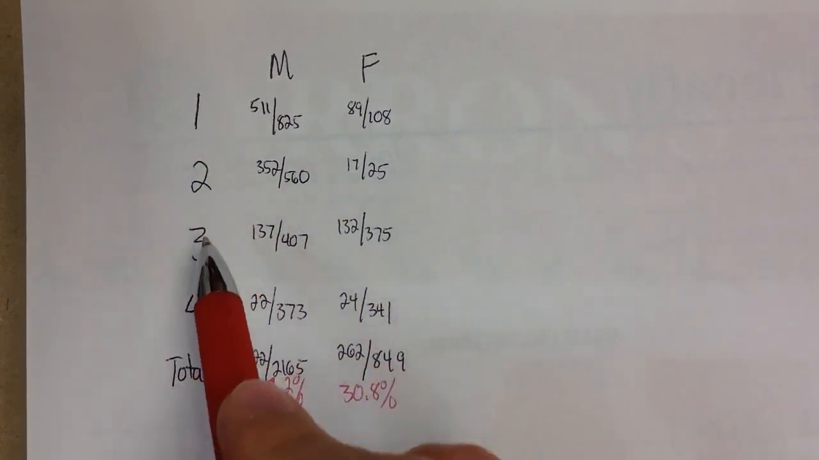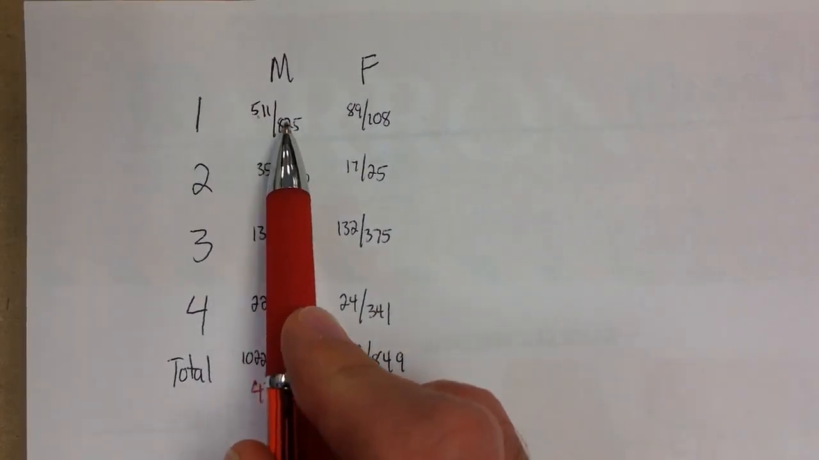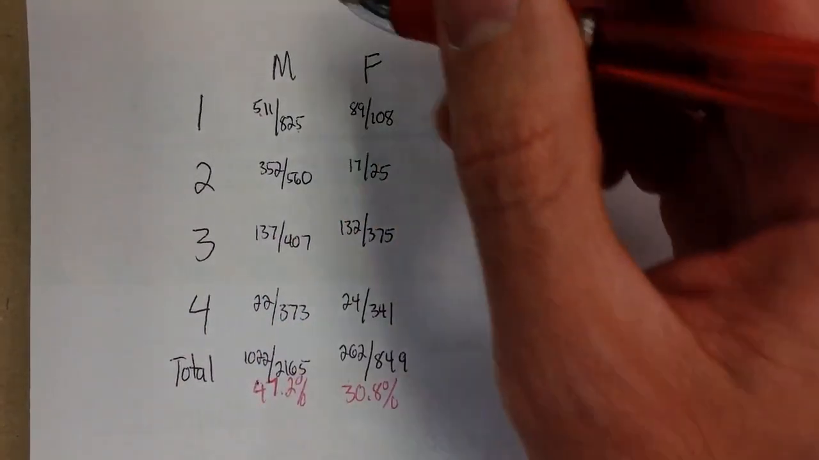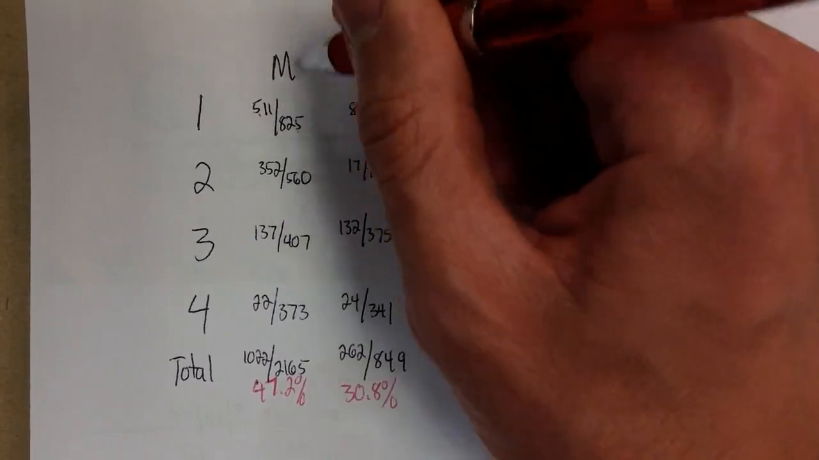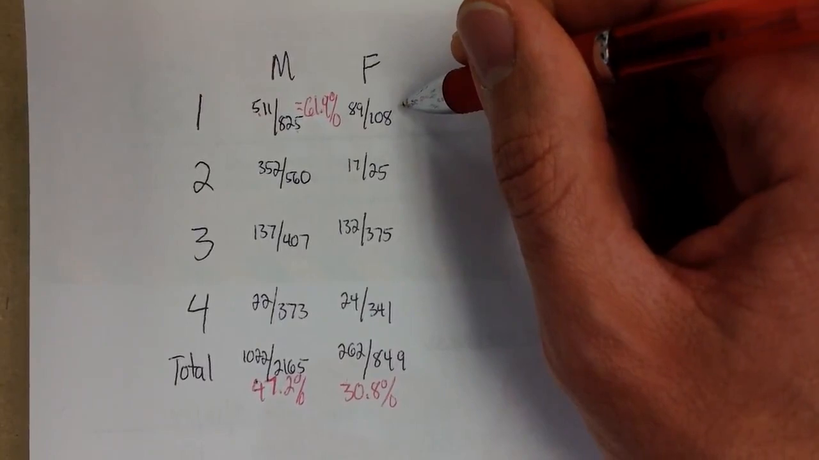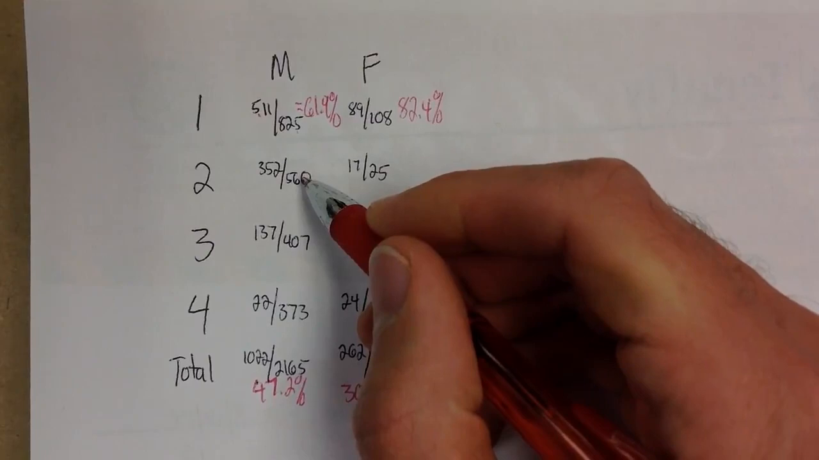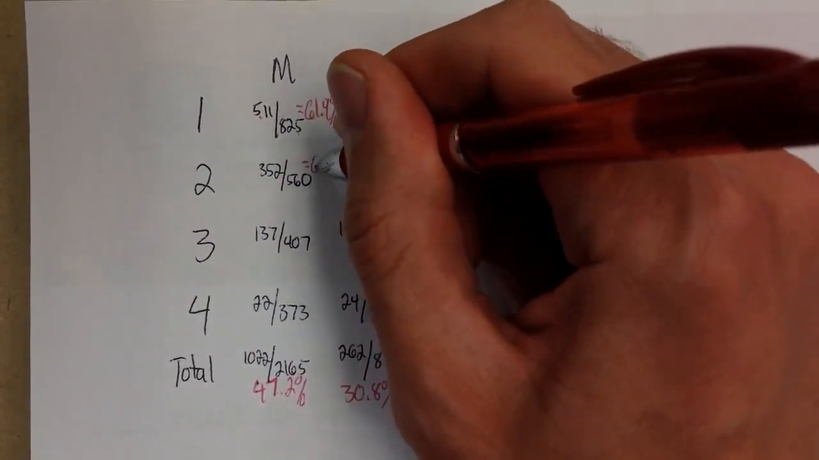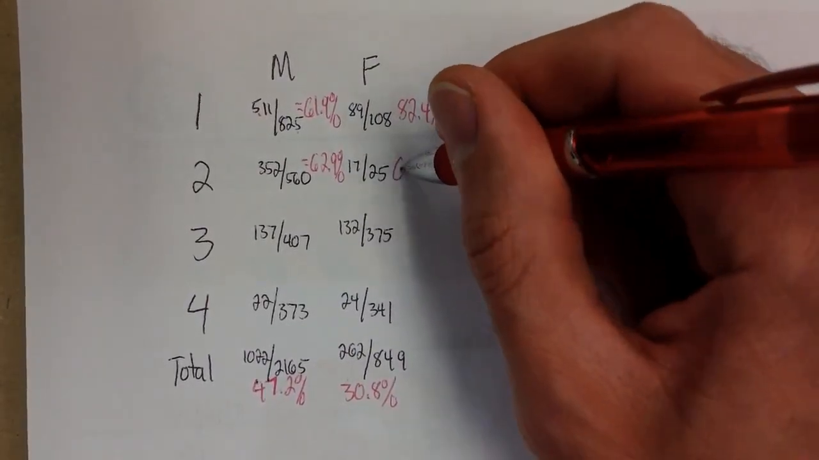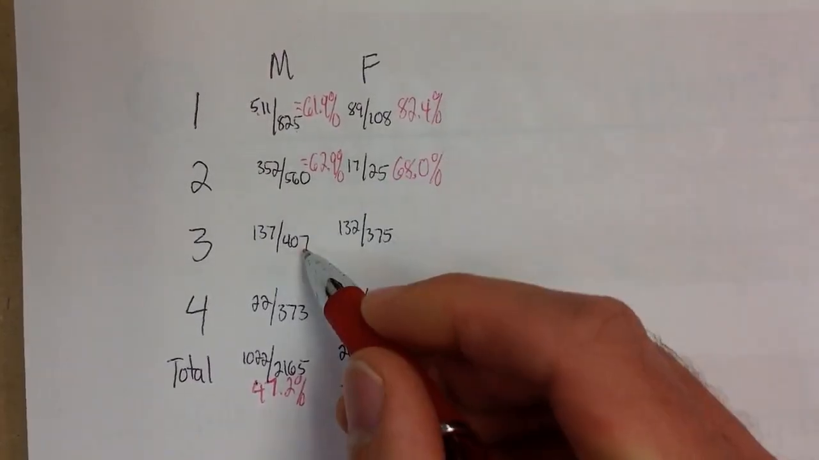So these are different programs within the university that you can apply to, and this means how many were accepted out of how many applied. So please tell me the percent for males in program 1. 61.9. And how about for females in program 1? 82.4. Males in program 2, please. 62.9. And females in program 2? 68.0.